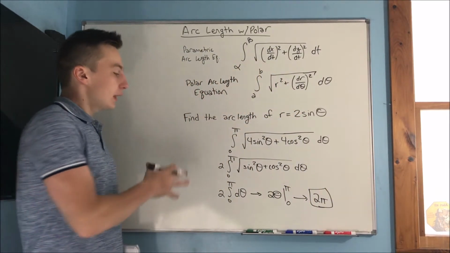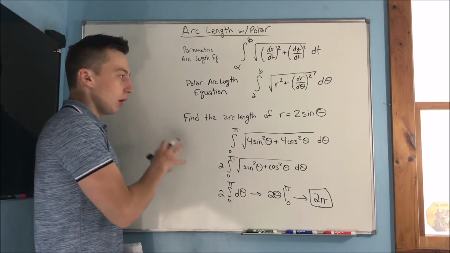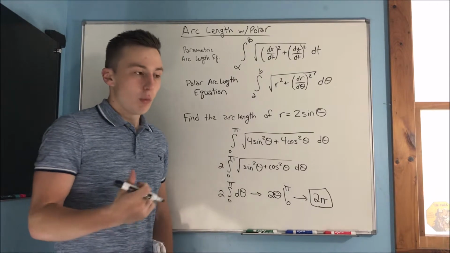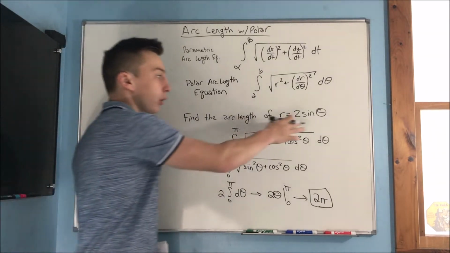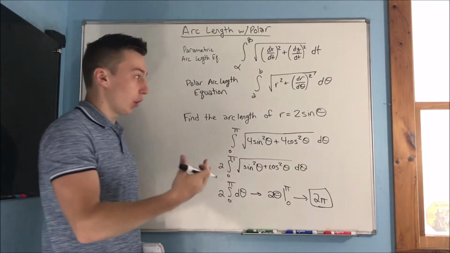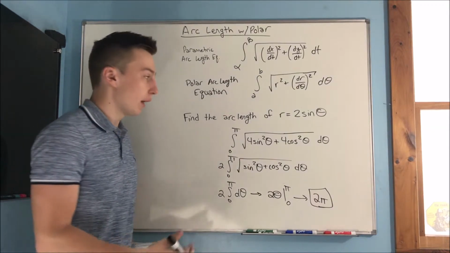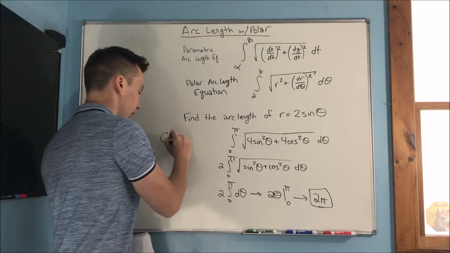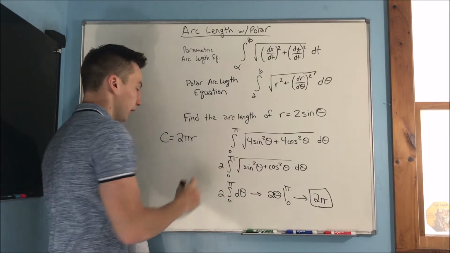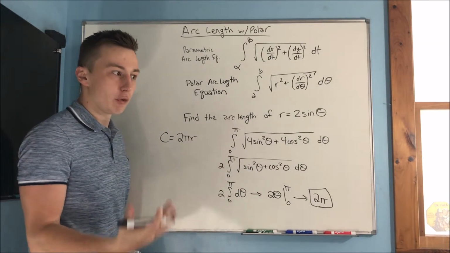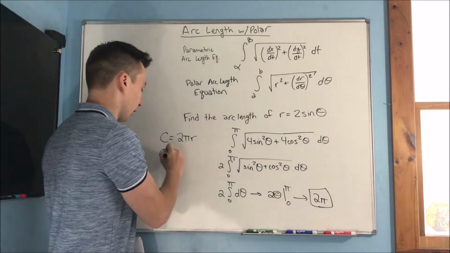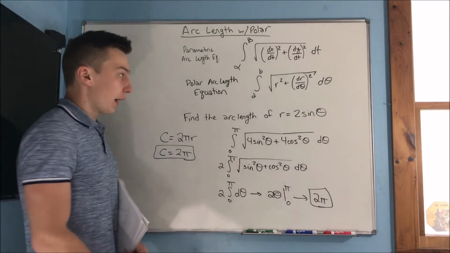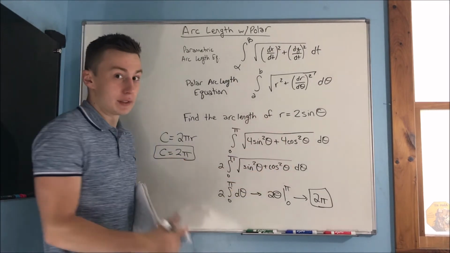Alright, does this make sense with what we know about just the circumference of a circle? Well, first off, r equals 2 sine theta, that is a circle with a radius of 1, okay? And our circumference equation that we learned so long ago is C equals 2 pi r. Well, we have a radius of 1. That means our circumference is equal to 2 pi. Again, so much more efficient to do it this way.